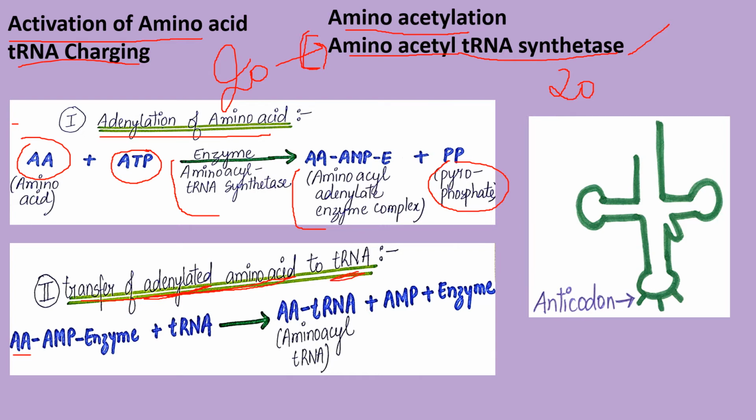The aminoacyl adenylate enzyme complex, which is formed in the first step, interacts with tRNA, and this amino acid now gets attached to the tRNA at its acceptor arm to form the aminoacyl tRNA complex. And in this step, AMP and the enzyme are released. So the final product is aminoacyl tRNA, in which the amino acid is linked to the acceptor arm of tRNA.